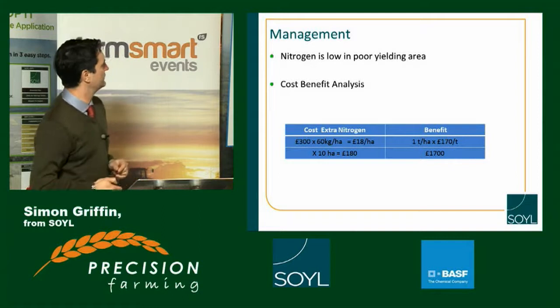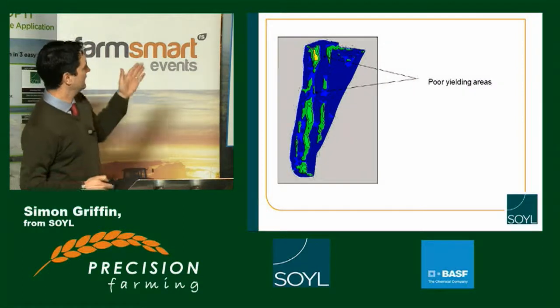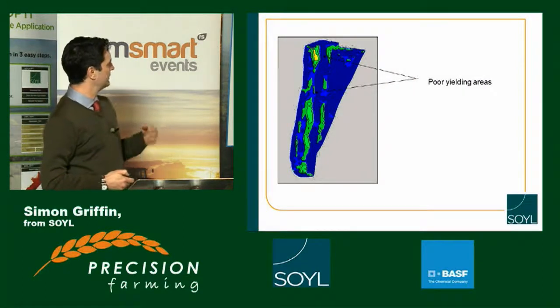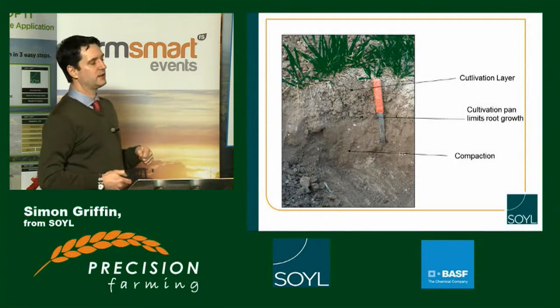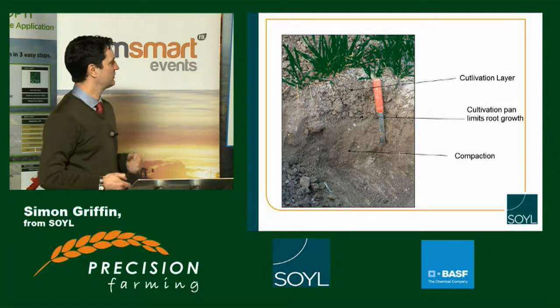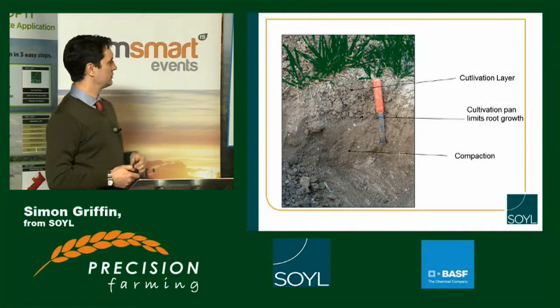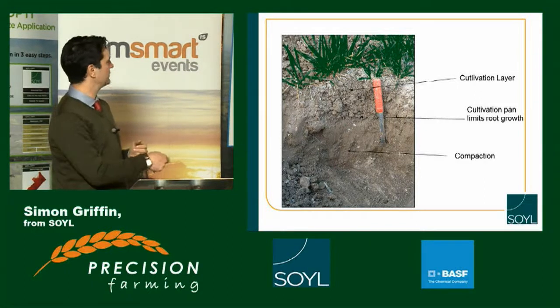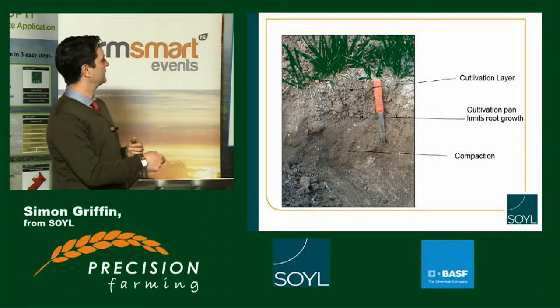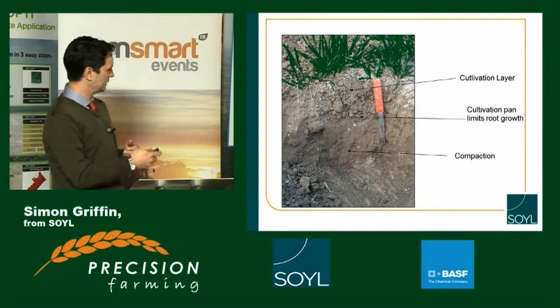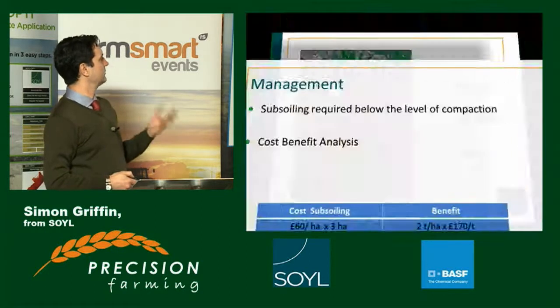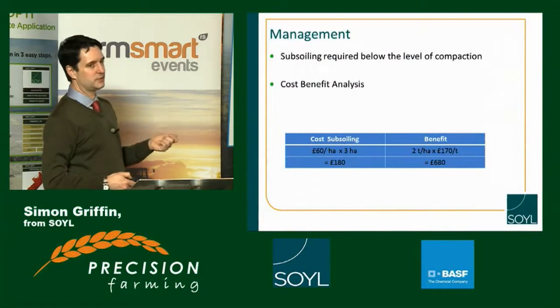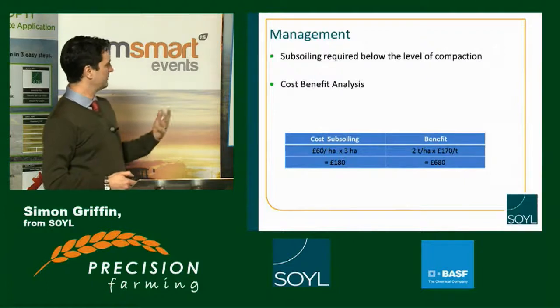So just to go through some other examples, again, we've got the poor yielding area here. A consistent poor yielding area, and on a field investigation, the problem was actually to do with soil structure. We've got a compaction here and a convection pan quite high up, which is going to be limiting root growth. So again, the suggested management solution was subsoiling. It was a 3 hectare patch.